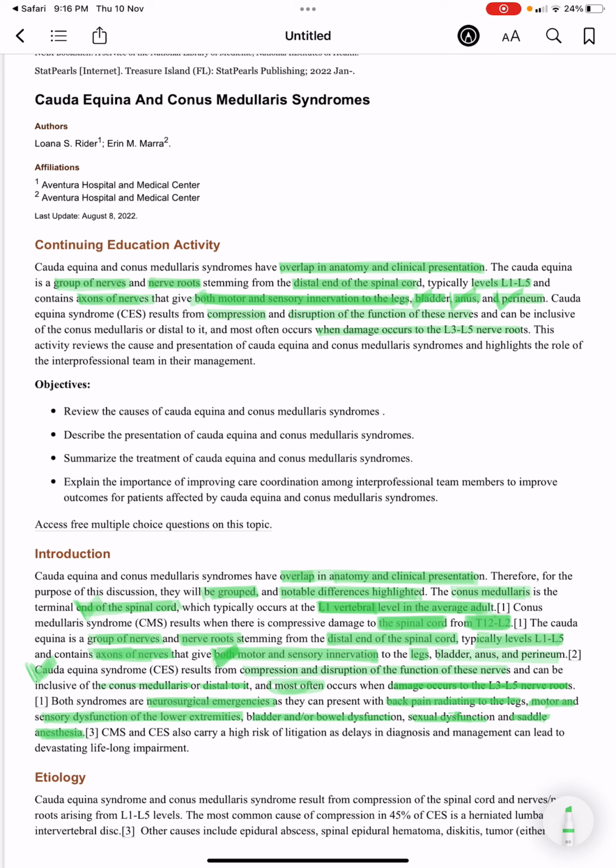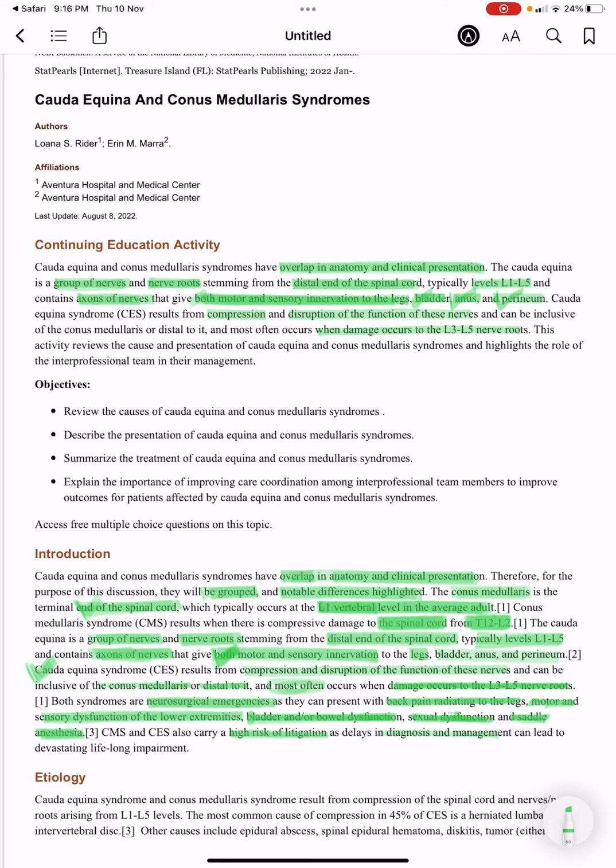So how is the presentation? It presents with back pain, and that back pain will be radiating to the legs. And what else will be there? Motor and sensory dysfunction of the lower extremities, then bladder and bowel dysfunction, sexual dysfunction, and saddle anesthesia. Conus medullaris and Cauda equina have a high risk of litigation as delay in diagnosis and management can lead to devastating lifelong impairment.